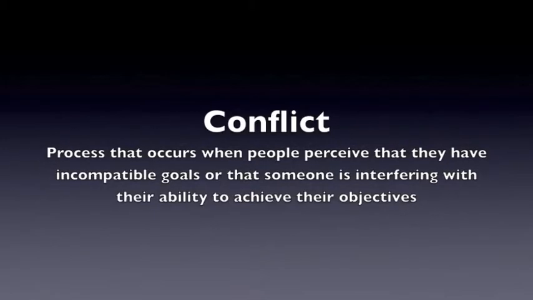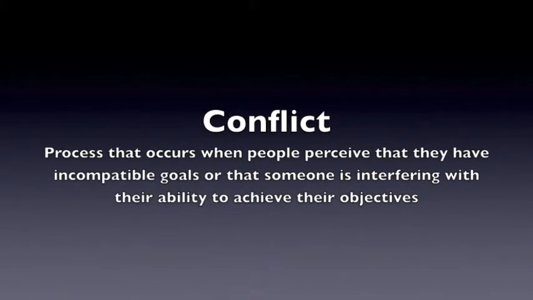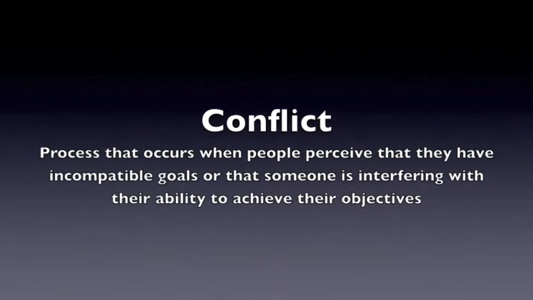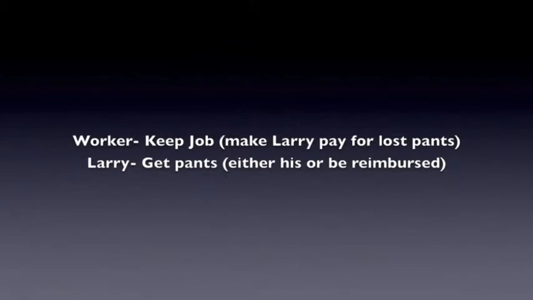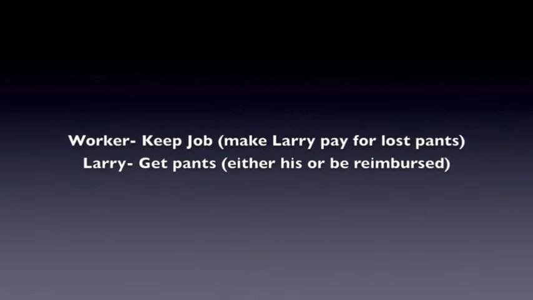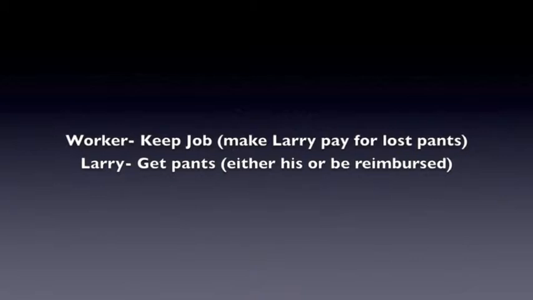Conflict is defined as the process that occurs when people perceive that they have incompatible goals or that someone is interfering in their ability to achieve their objectives. The worker's objective is to keep his job by following the rules he is given. Since the store isn't responsible for lost items, the worker is not wrong for trying to make Larry pay for the pants. Larry's objective, however, is his idea of fairness. He thinks that since the store lost his pants, he shouldn't have to pay for the other pair.